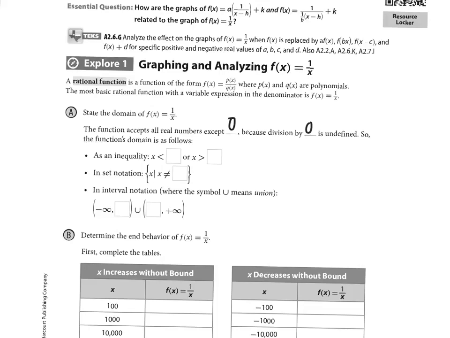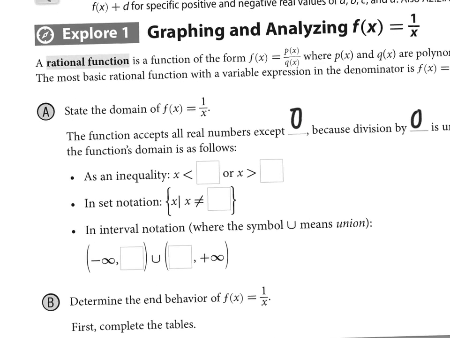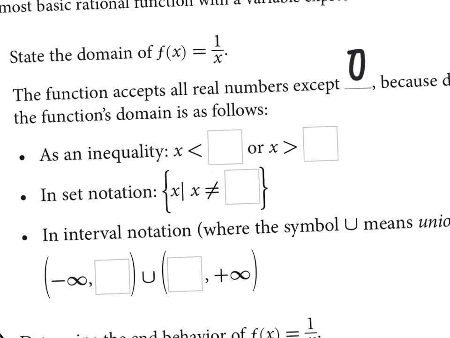So the domain in inequality notation would be x's that are less than 0 or x's that are greater than 0. It could be either one. It can't be both because you can't have a number that's less than 0 and greater than 0. So we use the word or in there. In interval notation, we use this symbol called U, a union symbol. We would say our domain goes from negative infinity to 0, union 0 to infinity.